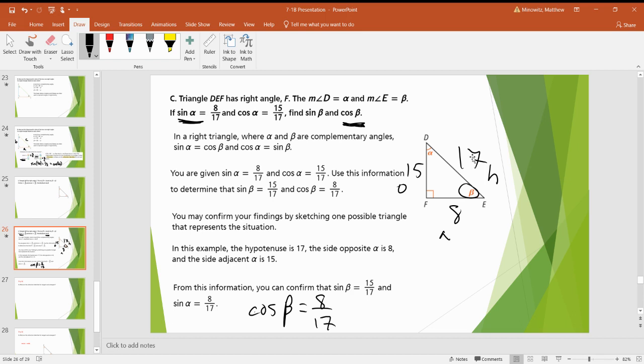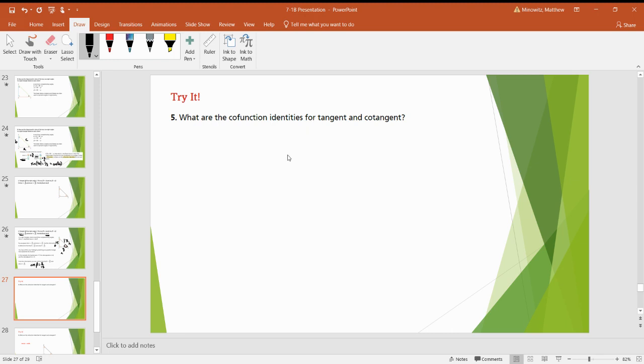There's a lot of different ways we can do it. I always like drawing the picture, but I also like to know that the sine of alpha equals the cosine of beta, and the cosine of alpha equals the sine of beta. So now you try, think about these triangles. What would you know about the tangent and the cotangent of different angles?